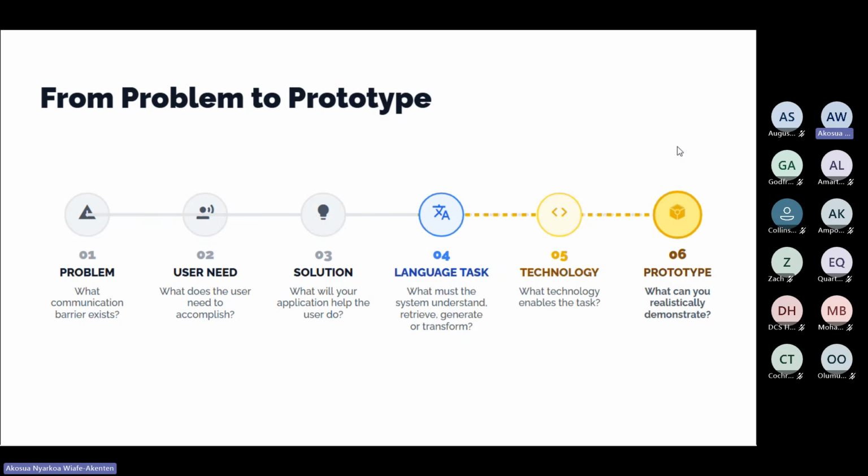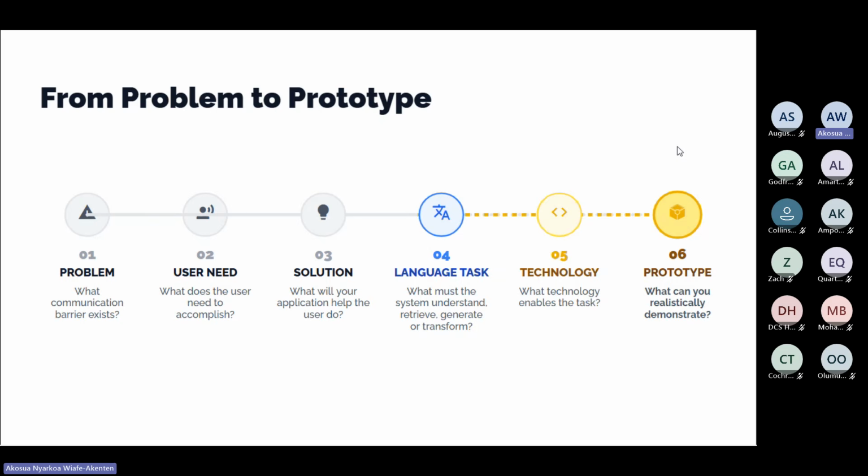And with the language task, this is where you would want to be connecting your problem to a specific language technology. Okay, so you and your team members should be asking yourselves, what must the system understand? What must it generate or retrieve or even extract? Does the system need to understand what the user is saying? Does it need to retrieve existing information? Once you're able to answer some of these questions, then you have an idea of the language task that your solution falls under.